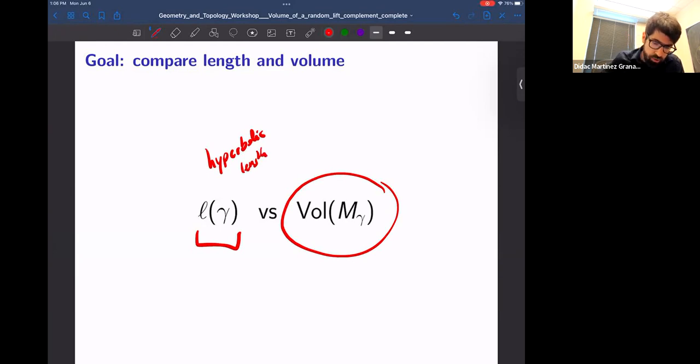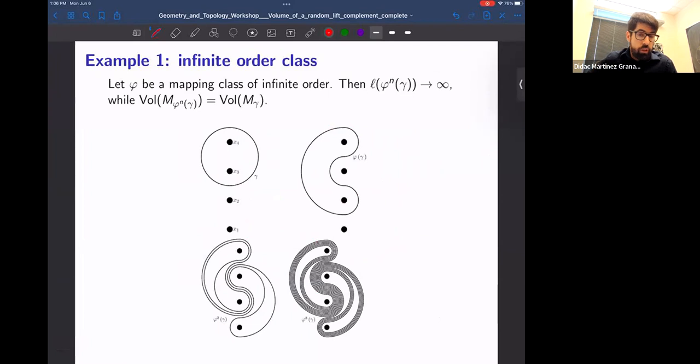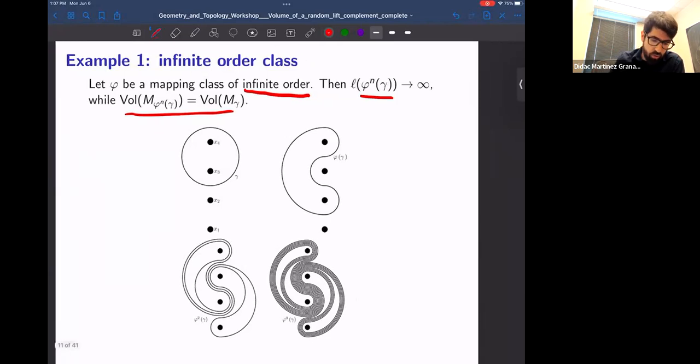Okay, so let me give you some examples of what you can expect, in general, for some collections of curves. You can have collections of curves for which the length goes to infinity, whereas the volume stays bounded. Here's an easy example of how to construct such a thing. Start with a closed filling geodesic on the surface and hit it with an infinite order mapping class, like a pseudo-Anosov, for example. Then you will obtain a sequence of closed geodesics whose length goes to infinity, whereas their volumes stay constant, because the corresponding curves that you get by applying the mapping class are, of course, in the same homeomorphism type. So in this case, you can have length going to infinity, whereas volume stays constant.